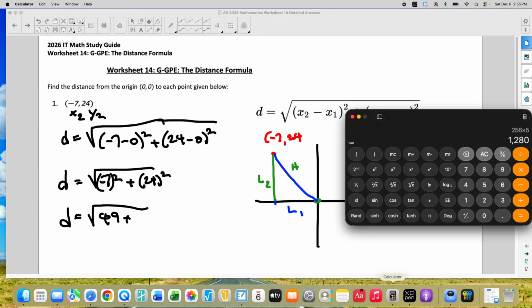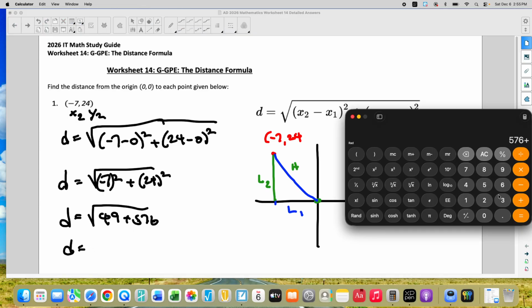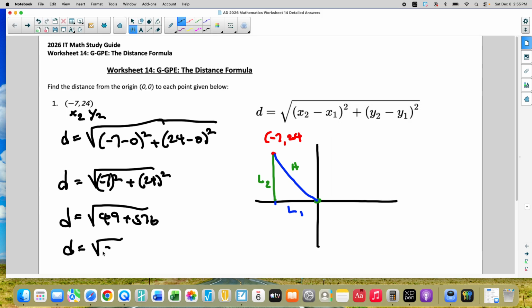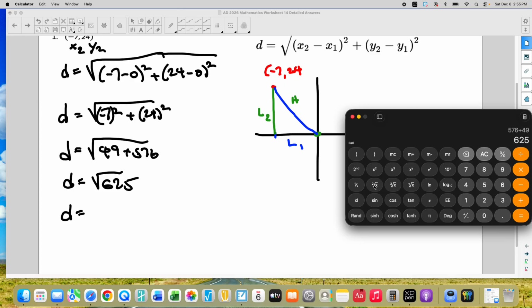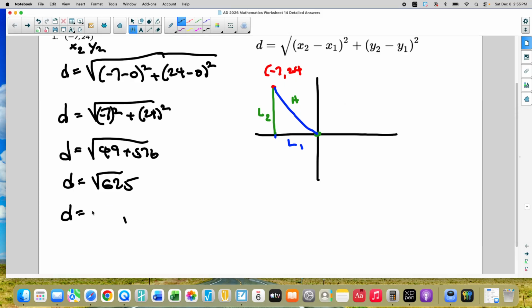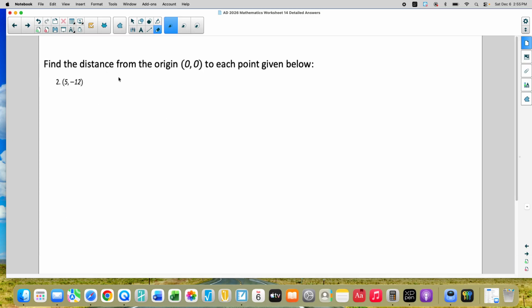24 squared, what's 24 squared? 576. Add those together, plus 49, gives us 625. Square root of 625 gives me 25. Is the distance equal to 25? I feel like it's 25. Square root equals 25. So the distance is going to be 25 from 0, 0 to -7, 24. So we can do that each time.